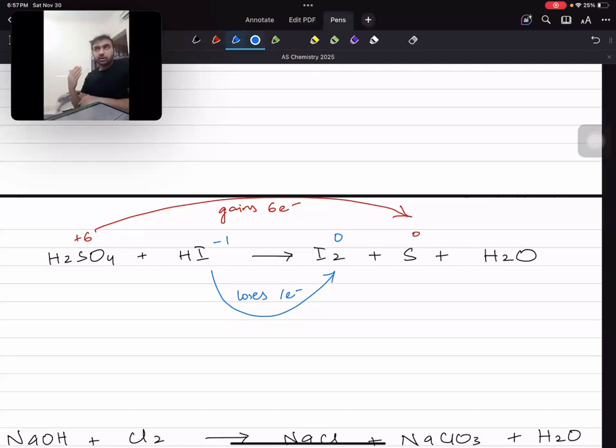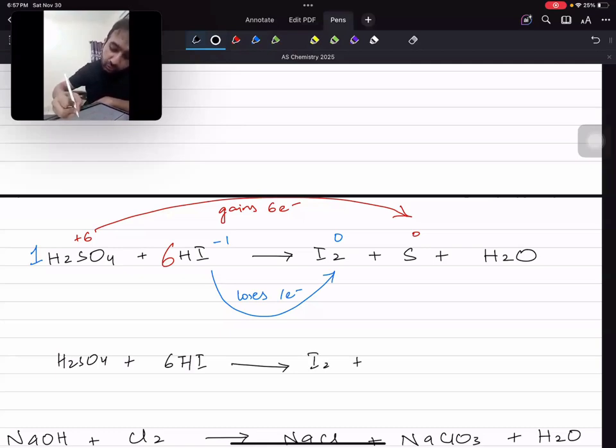The change in oxidation number of sulfur becomes the mole ratio for HI. So I write a 6 over here. The change in iodide's oxidation number becomes a mole ratio for sulfuric acid. It becomes 1. I'm going to get single H2SO4 reacts with 6 times HI, gives me I2 plus S plus H2O. I can balance it later by using simple whole numbers. And that is going to be looking like 6I gives me 3I2. A single sulfur gives me single sulfur as atom.